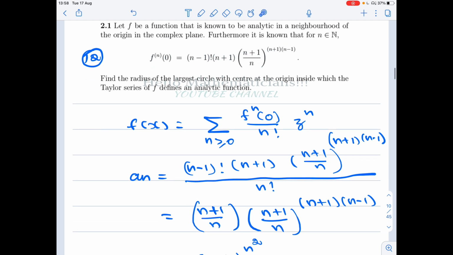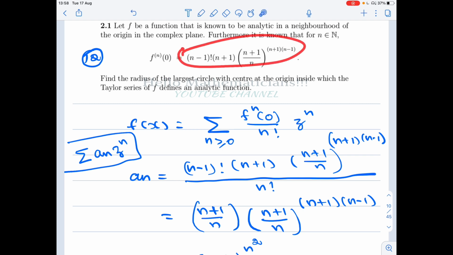Okay, so now we know that the Taylor series expansion around 0 is given like this: f n of 0 by n factorial into z power n. It is given that this coefficient is this number. So we know how to calculate the radius of convergence of power series of the form summation a n z power n. So what is a n? A n is this term, f n of 0 by n factorial. So this term you have to divide by n factorial to get the coefficients a n.